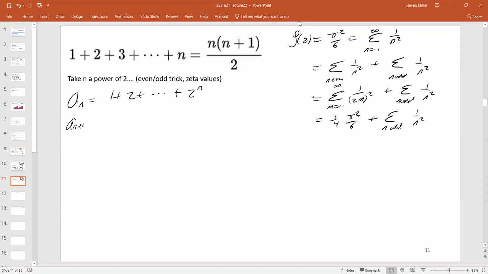So a_(n+1) is going to be what? It's going to be 1 plus 2 plus 2 to the n plus 2 to the n plus 1, all the way up to 2 to the n plus 1. Yes? I can write this as the evens plus the odds. Well, if you look at the sum of the even terms, how would you relate the sum of the even terms to a_n?